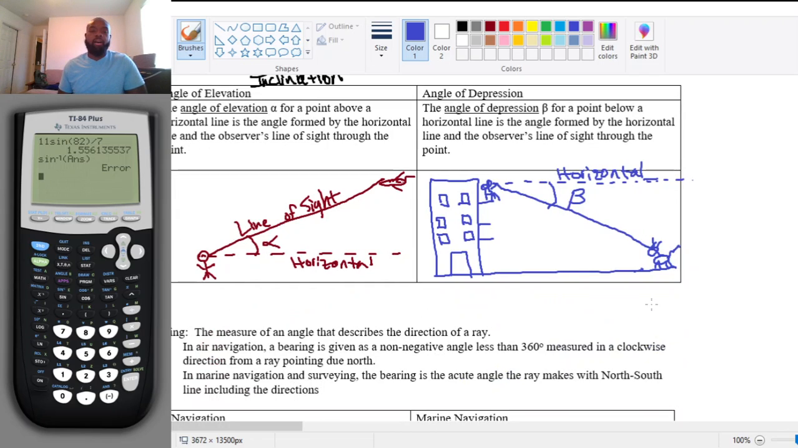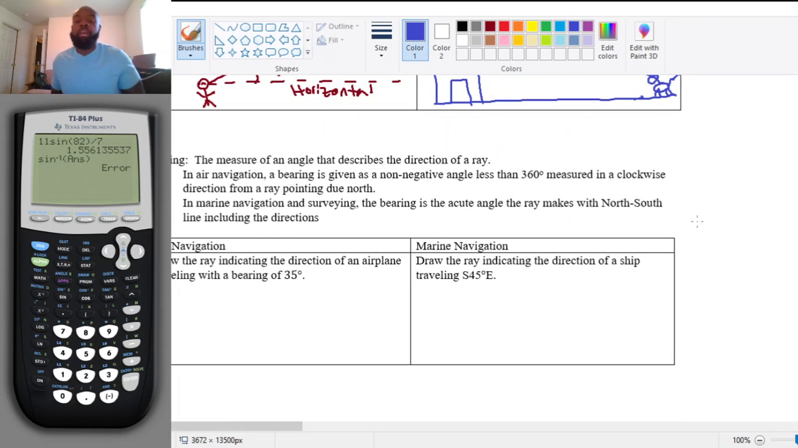There are also some applications in air navigation, or in navigation in general, right? With something known as a bearing. The bearing is the measure of an angle that describes the direction of a ray. So in air navigation, a bearing is given as a non-negative angle that's less than 360 degrees, that's measured in a clockwise direction from a ray pointing due north, right?